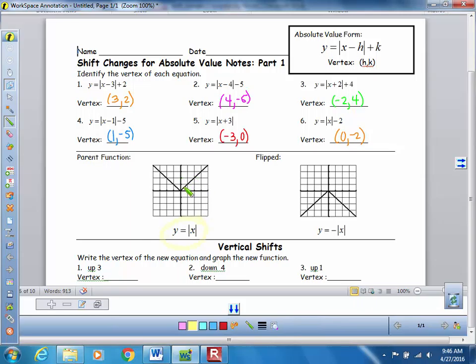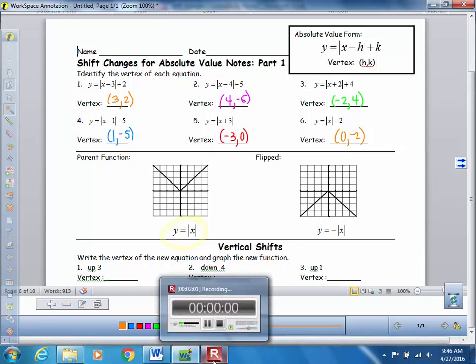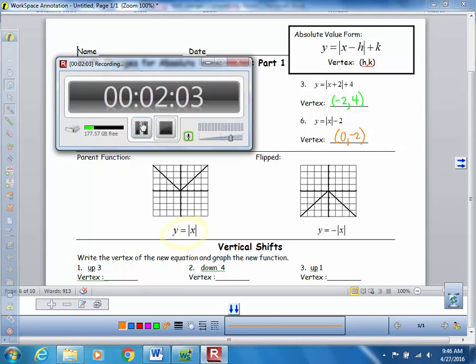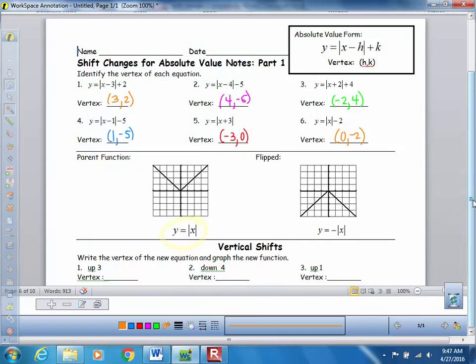Okay, so yesterday our parent function was x squared. And so the parent function just came up and made a U. This time our parent function is y equals the absolute value of x. Okay? And then if it's flipped, what happened yesterday to make it flip? It became a negative. So the same thing is going to happen today.